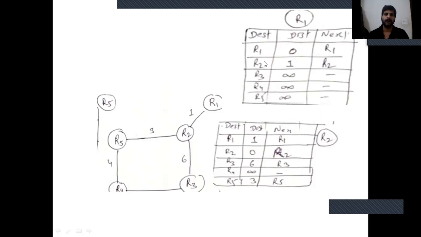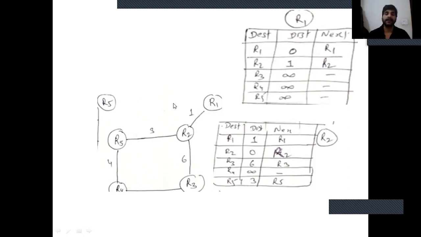Destination R1 to R2, R3, R4, R5. R1 to R1 distance is 0. Now if we reach from R1 to R2, then the distance is 1 and the next router is R2. For R3, R4, R5 the distance is infinite because no direct path is available between R1 and R3, R1 and R4, R1 and R5.